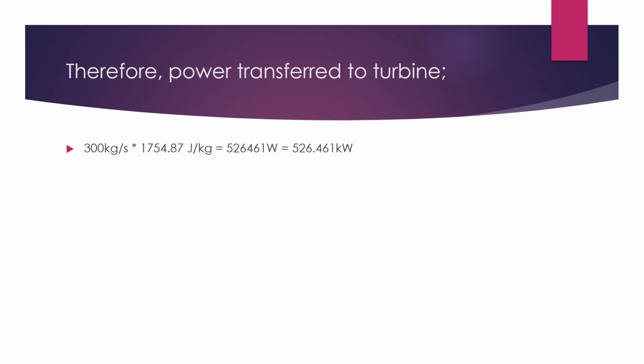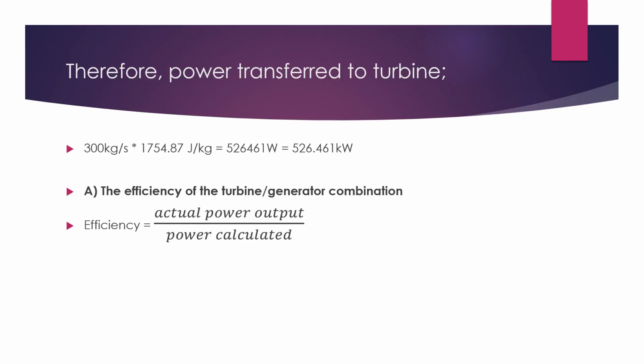We use this to calculate the power transferred to the turbine by multiplying it by 300 kilograms per second to give us power of 526.461 kilowatts. Part A of the question asked us for the efficiency of the turbine generator combination, which is calculated as the actual power output, given to us in the question as 435 kilowatts, divided by the power calculated as 526.461 kilowatts, to give us an efficiency of 82.63%.